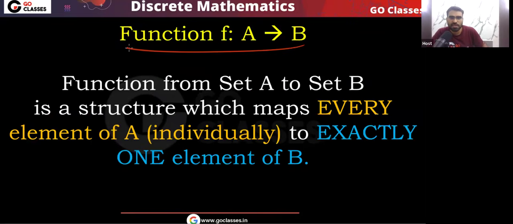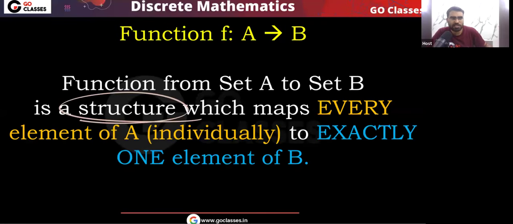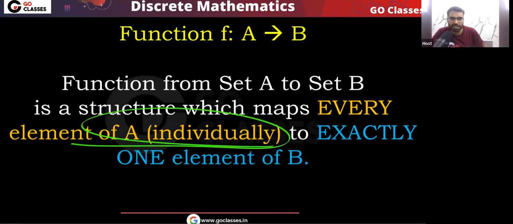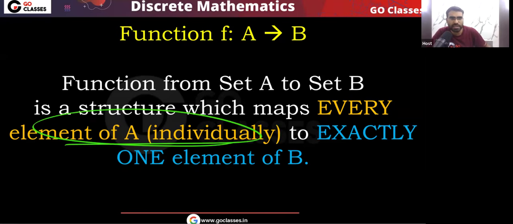Now let's see this function from set A to set B, what it will do. This is a structure which will map every element of set A to exactly one element of set B. Not more than one, not less than one. If you look at every element of set A individually, then each will be mapped to exactly one element of set B. So this is the definition of function.